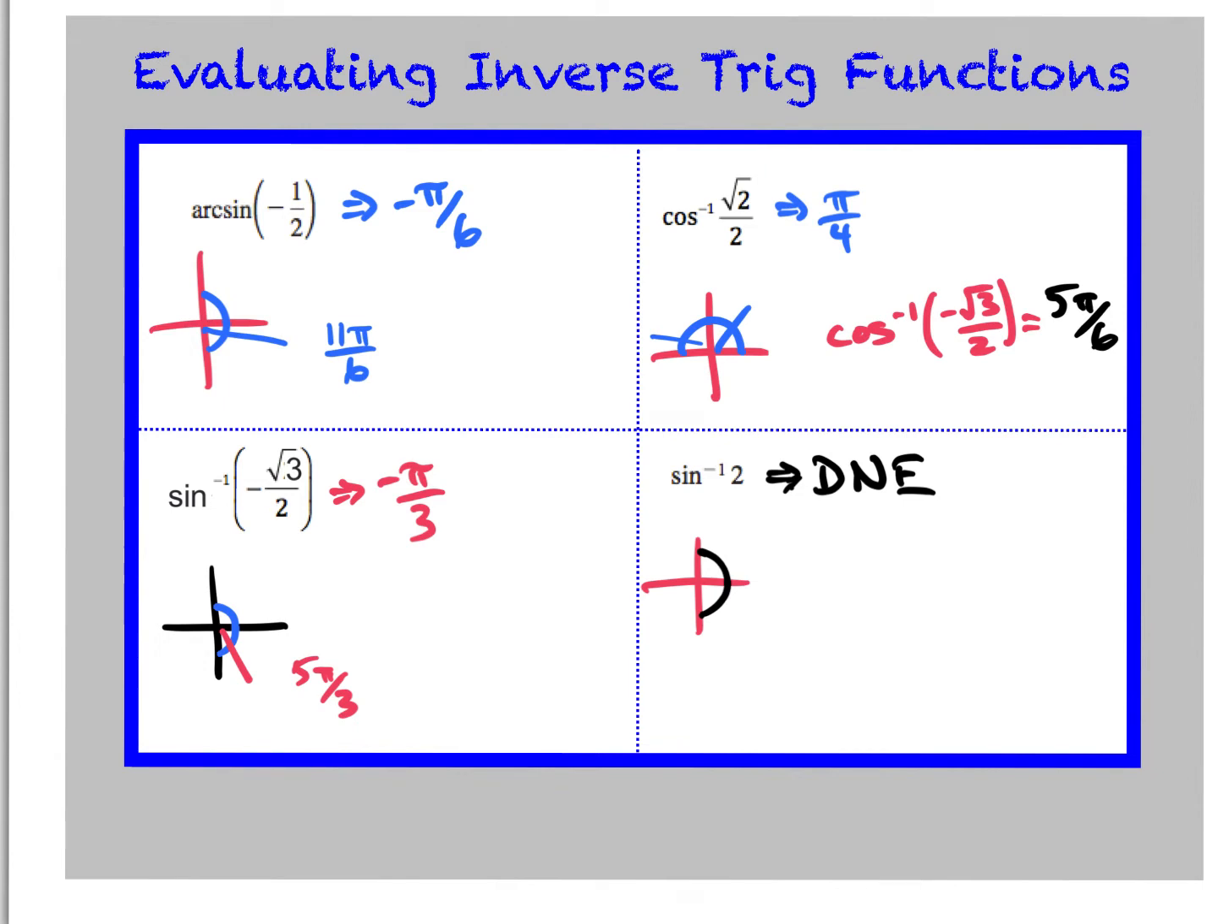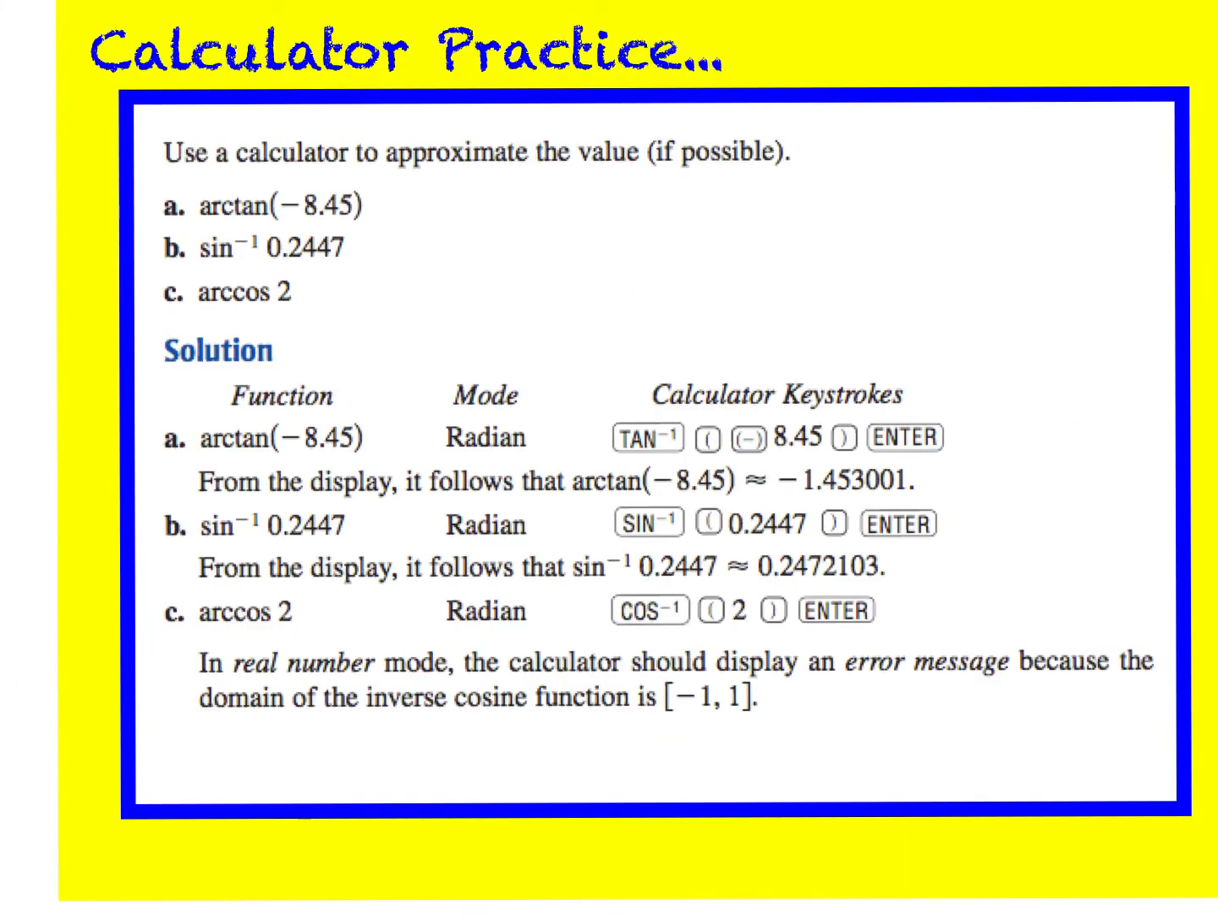I'd like you to make sure you know how to use your calculators. What mode are we in when we evaluate these things? Radians. Why? Because there's no degree sign. So hopefully we got all of our outputs. Make sure we're in radian mode and we get these outputs. Why doesn't arc cosine of 2 work? Because it's not in between negative 1 and 1. I can't actually do that one.